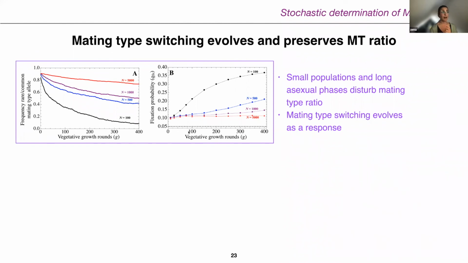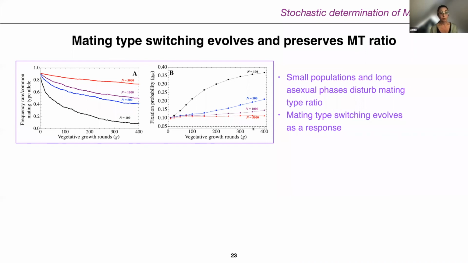We then allowed the capacity to switch mating type identity during asexual growth to be an evolvable trait quantitatively. And not very surprisingly, mating type switching evolved as a response to this pressure to find partners. And this is what you see in this panel here, where for different population sizes, you can see the fixation probability of a mutant that conveys switching, for populations that have life cycles of varying vegetative growth periods.